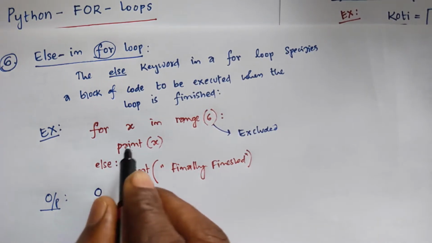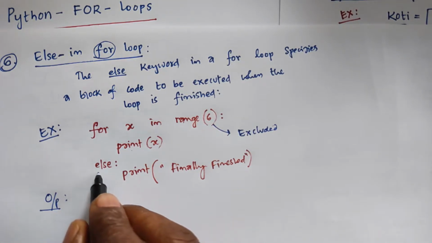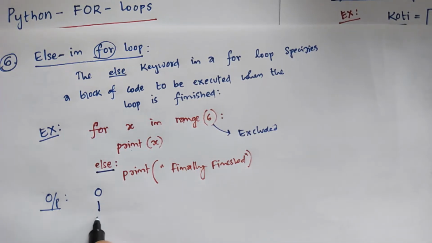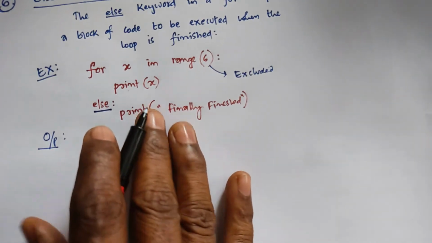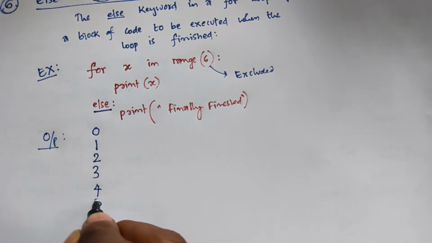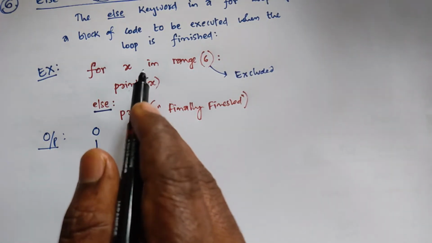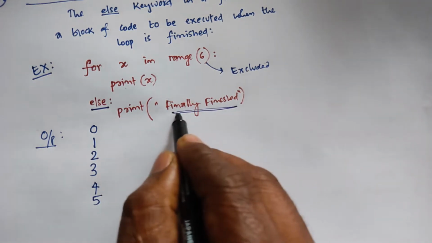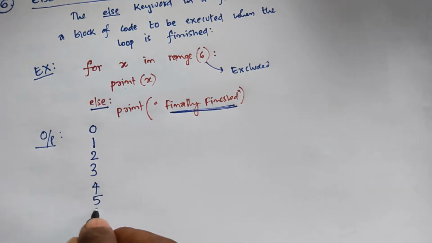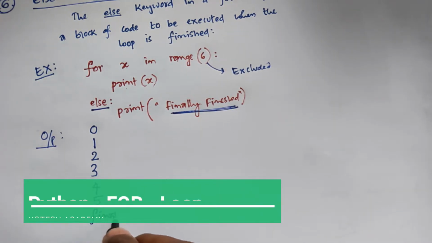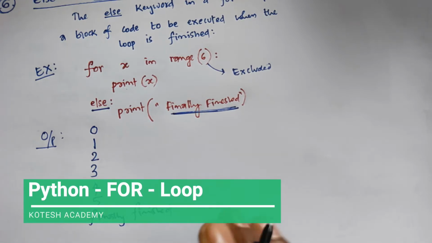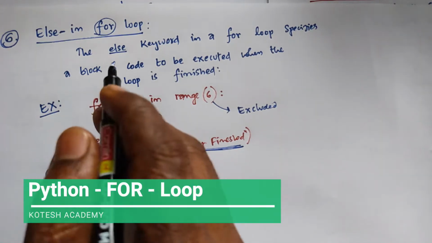Next, if the condition is not satisfied, you have to follow the else instruction. The next values are 1, 2, 3, 4, 5, printed like that. Once the condition is not satisfied, you follow the else block, and whatever message you have, that is "finally finished", you will get. So this is the example for else in a for loop.